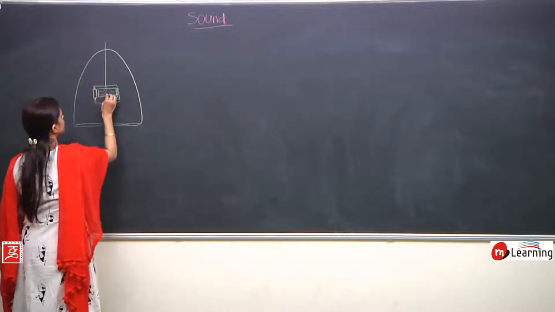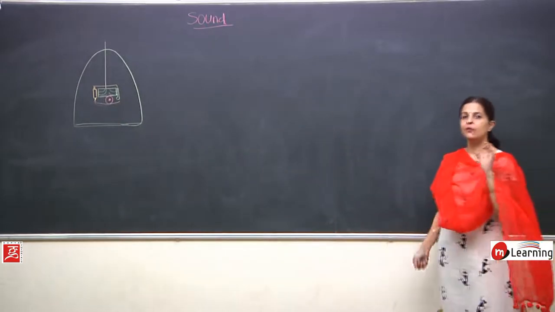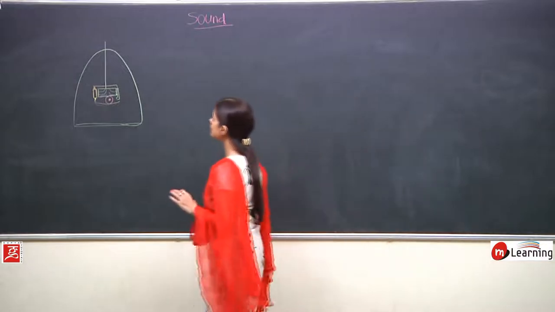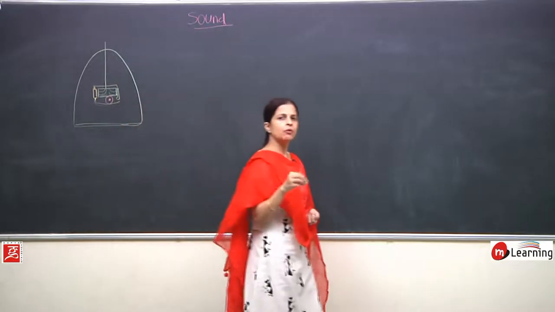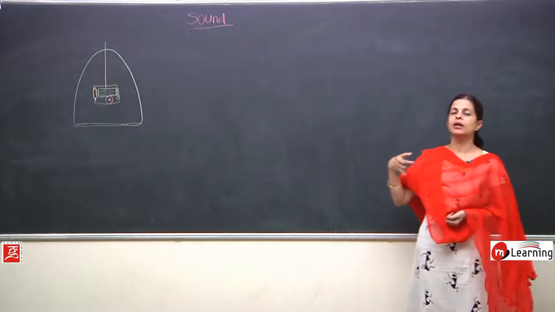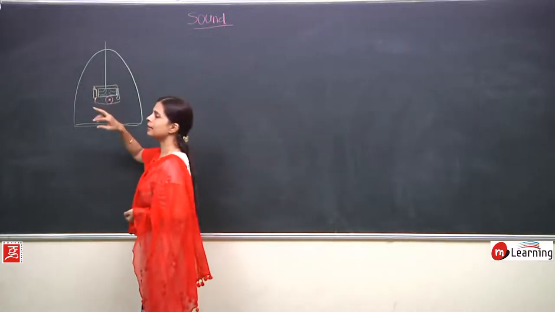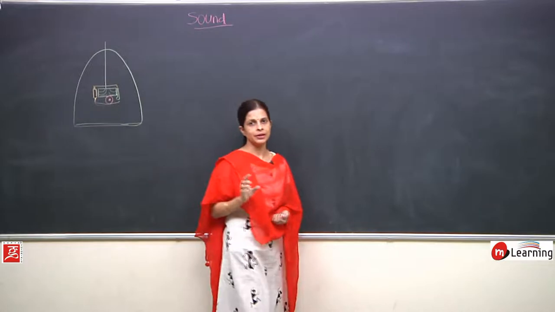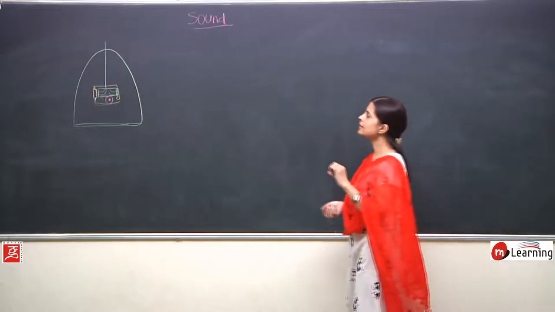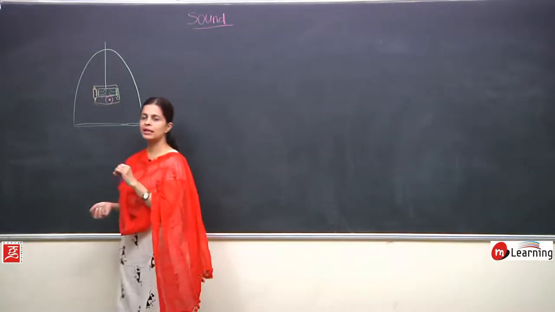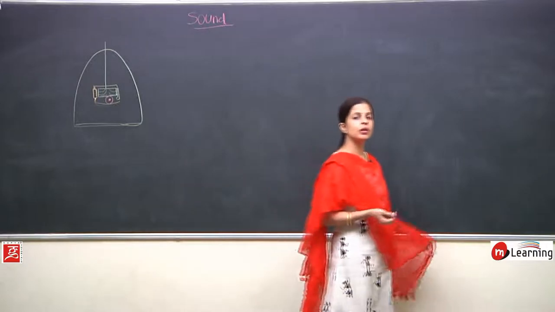So what have we done, children? We have taken one inverted glass jar, a bell jar rather. Inside this bell jar, what have we kept? One electric bell. Now we will very nicely remove the wires of the electric bell and connect this bell with a battery. We have taken a bell jar; inside it an electric bell has to be kept, the wires removed, and it is connected through the battery.